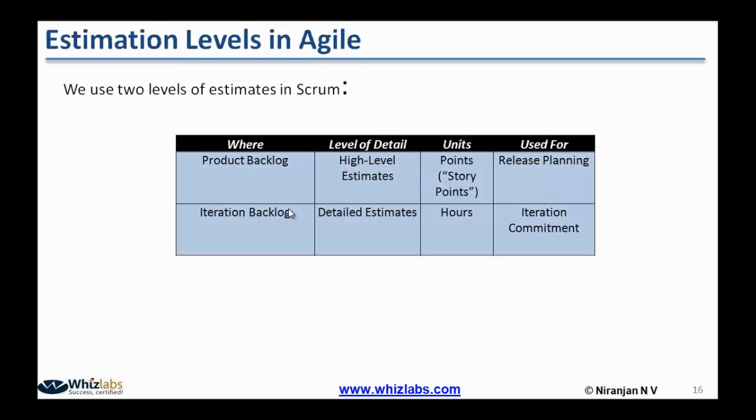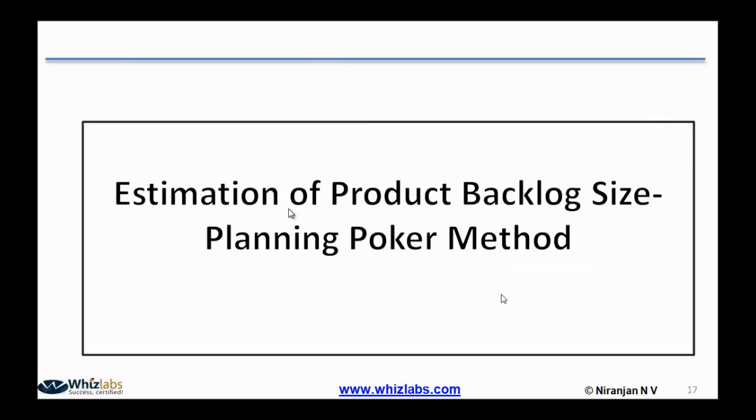Okay, so the estimation levels in Agile, there are two levels. One is at product backlog level, another one is iteration backlog level. The product backlog level is used for release planning. The purpose of product backlog estimation is to do the release planning, whereas the purpose of iteration backlog estimation is to commit for that particular iteration or a sprint. Okay, the unit used here is hours. So let's discuss how we determine the product backlog size using one of the methods called the planning poker method.